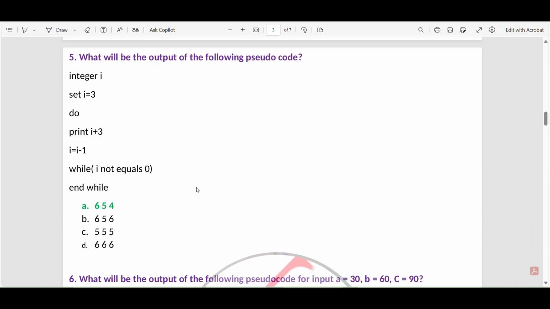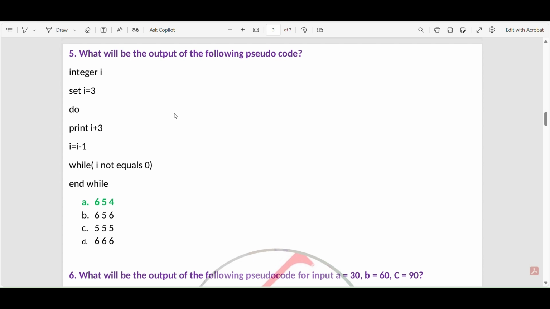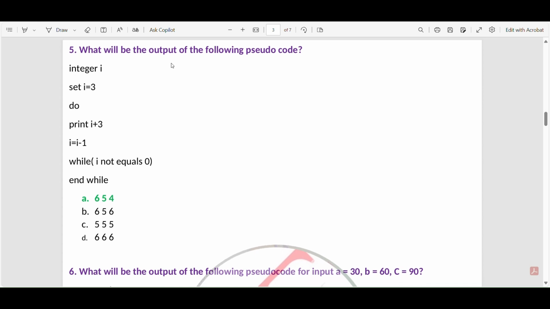And next we are going to the fifth one, which is what is the output of the following pseudocode. Again we are given a pseudocode and we are asked what the output is. Here in this particular pseudocode we are having integer I and setting integer I to 3, means 3 is a value assigned to that integer I. And next we need to do a loop. As you can see, this is a do while loop.